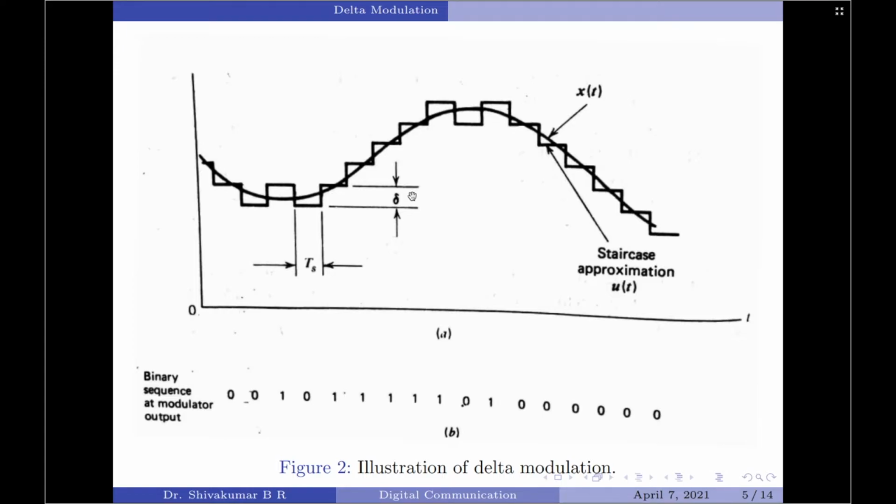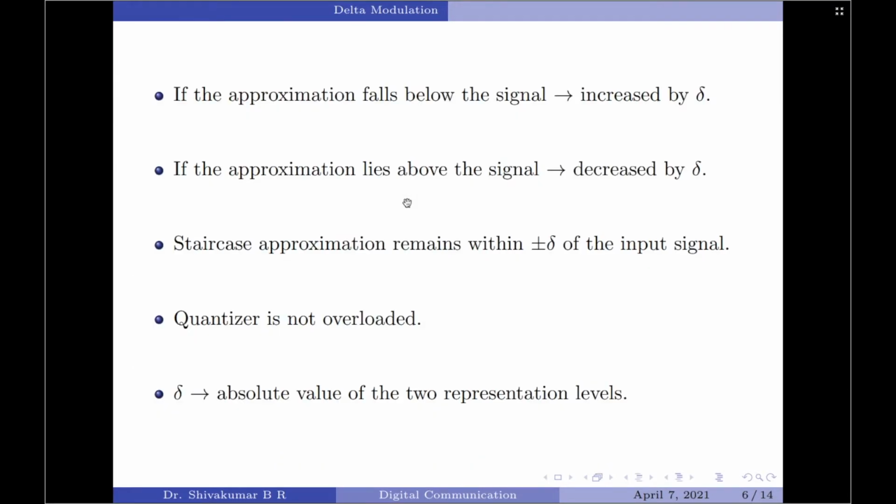This is the reason why we in fact intentionally oversample the input signal. If the staircase approximation always remains within plus or minus delta, in simple words we can also say it as the quantizer being not overloaded. I repeat, not overloaded. Let us talk about the step size of the delta modulator. As you can see from the diagram here, delta denotes the absolute value of the two representation levels of the 1-bit quantizer.